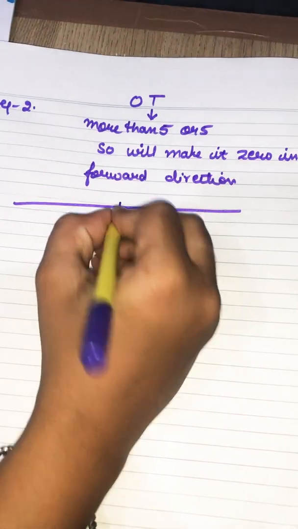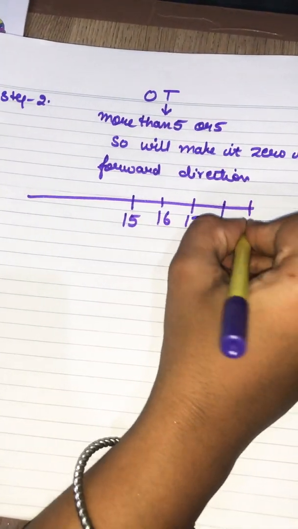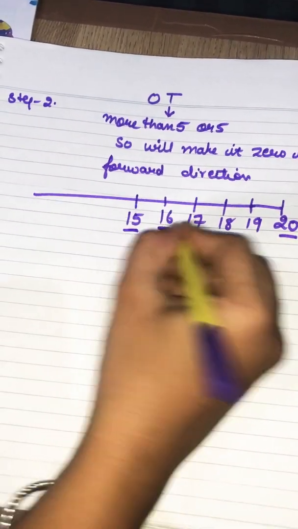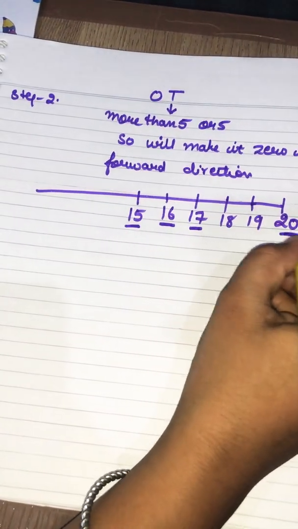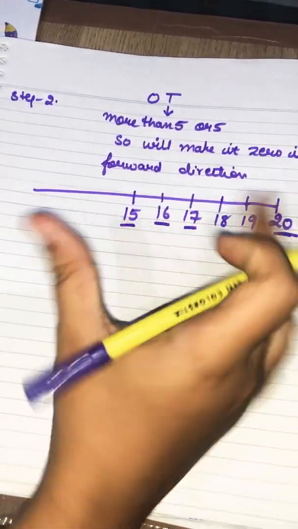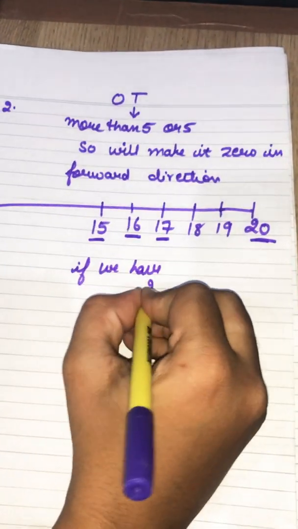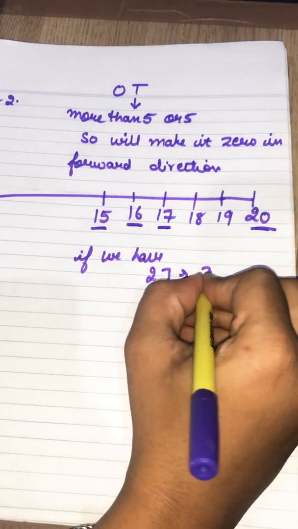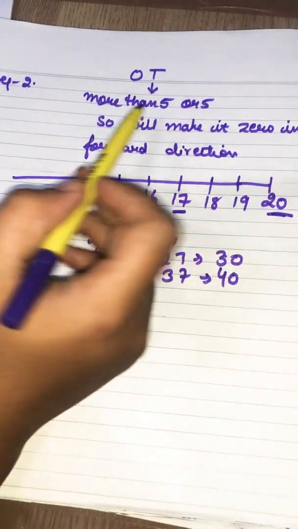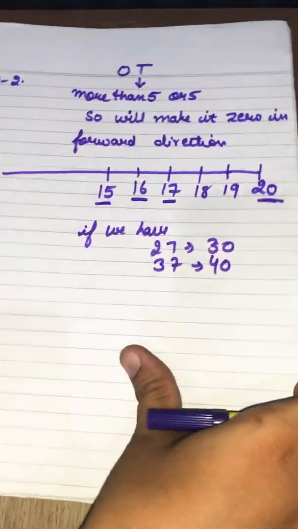Like by again this table, 15, 16, 17, 18, 19, 20. If we have 15, we will make it 20. If we have 16, we will make it 20. If we have 17, we will make it 20. Like if we have more than 5 or 5, we will make it 20, which makes the ones 0 in the forward direction. Like if we have 27, 37, we will make them 30, 40. We will make that 0 in the upward direction. Or if we have a number less than 5, we will make it in the backward direction. This is the step for a 2-digit number.